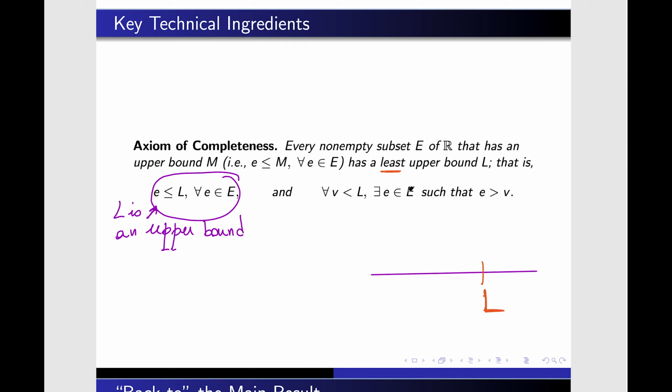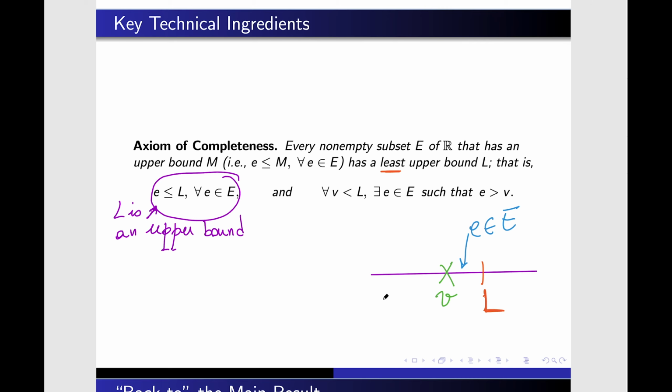But the least part means that no matter what number you take less than L, let's call it V. In this context, I call it V. So no matter what number you take smaller than L, there always exists a number in E. That's what it takes for L to be the least upper bound, which means there exists no smaller upper bound. No matter what number you take smaller than L, you can always find an element in the set E.